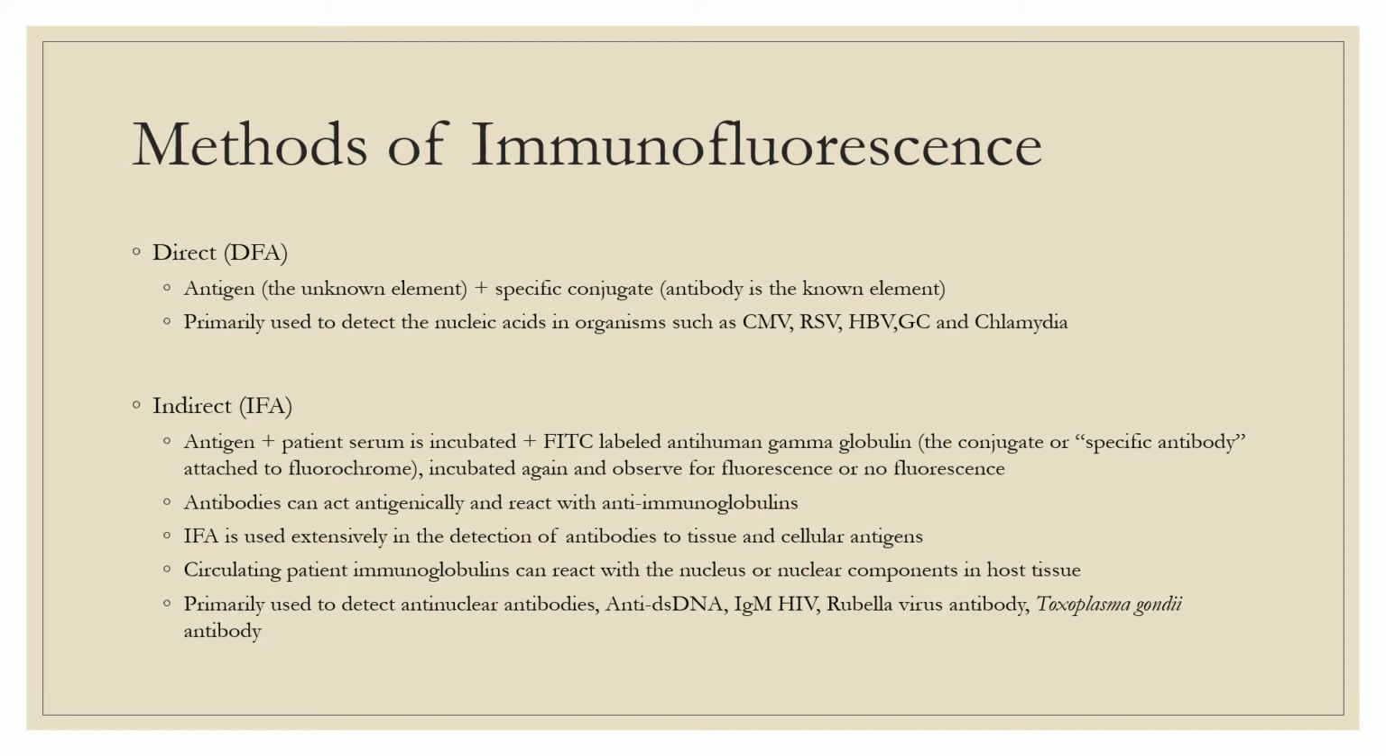So for looking for anti-nuclear antibodies, what we can do is take a donor cell, which happens to be a human epithelial cell, and we can look at that nucleus and how it fluoresces. If the nucleus fluoresces a certain way, it may indicate that they have lupus, or it may indicate that they have HIV, rubella, or even Toxoplasma gondii.